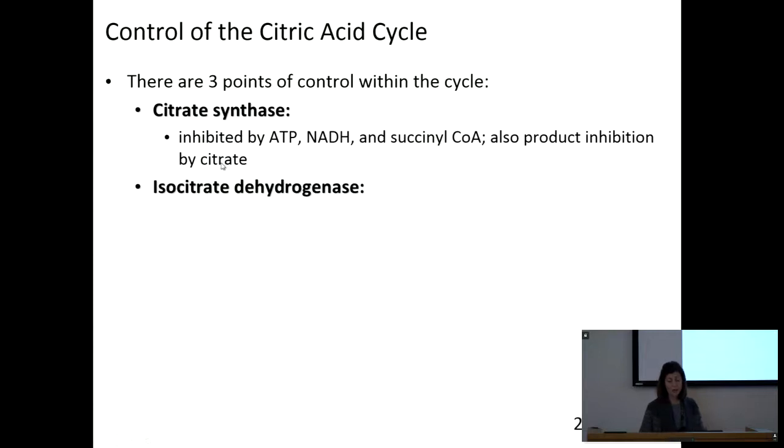Our first decarboxylation step, we're going from isocitrate to alpha-ketoglutarate. It's activated by our molecules that are indicators of low energy reserves.